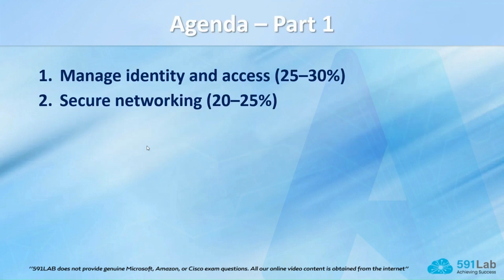So, the agenda for this AZ-500 exam is divided into two categories. First, we'll be dealing with part one of this AZ-500, which will cover two topics. One, manage identity and access, which contributes 20 to 35% of the exam questions. And two, secure networking, which contributes 20 to 25% of the exam questions. Later on in our part 2 video, we'll produce the other two remaining topics, which are secure compute, storage and database, and manage security operations. That will come in part 2. So let's begin with the first question.